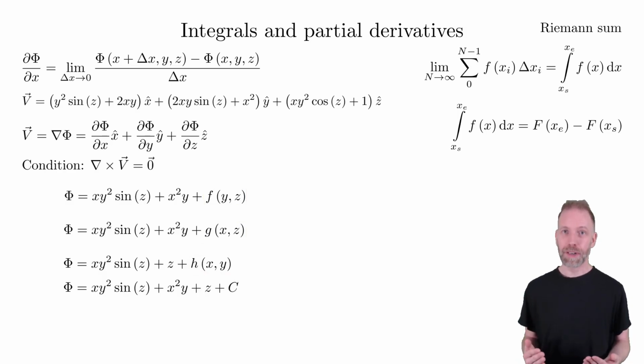This is an example of how we can reconstruct the scalar phi. As long as the vector field is irrotational, it should work. This is the final example in this video. Next up, we'll talk about line integrals in multivariable calculus. Thank you.